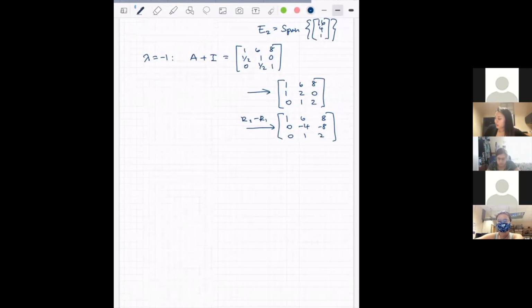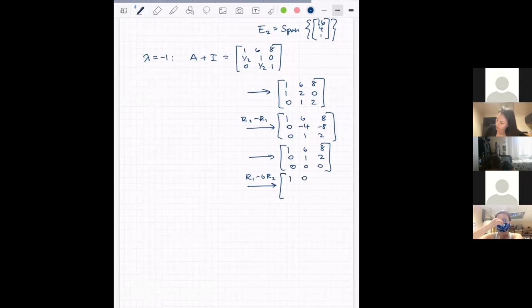Okay, and in fact, row 3 is a multiple of row 2, so it'll go away. And I can divide row 2 by -4, so I get 0, 1, 2, 0, 0, 0. And then I can take row 1 minus 6 times row 2, which would be 6 times 2, so -4. Yep, 1, 0, -4, 0, 1, 2, 0, 0, 0.